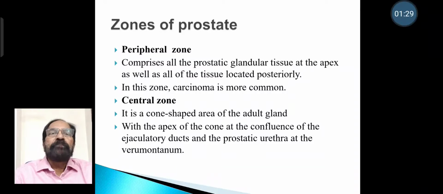Peripheral zone comprises all the prostatic glandular tissue at the apex as well as all the tissue located posteriorly. In this zone, carcinoma is more common. Central zone. It is a cone-shaped area of the adult gland with its apex of the cone at the confluence of ejaculatory ducts and prostatic urethra at the verumontanum.